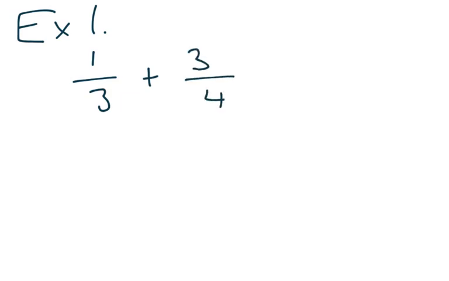Remember, with adding fractions, you can't add the fractions unless they have the same denominator. So what we need to do is change both of these fractions to something out of the same denominator, and that's called the lowest common denominator.